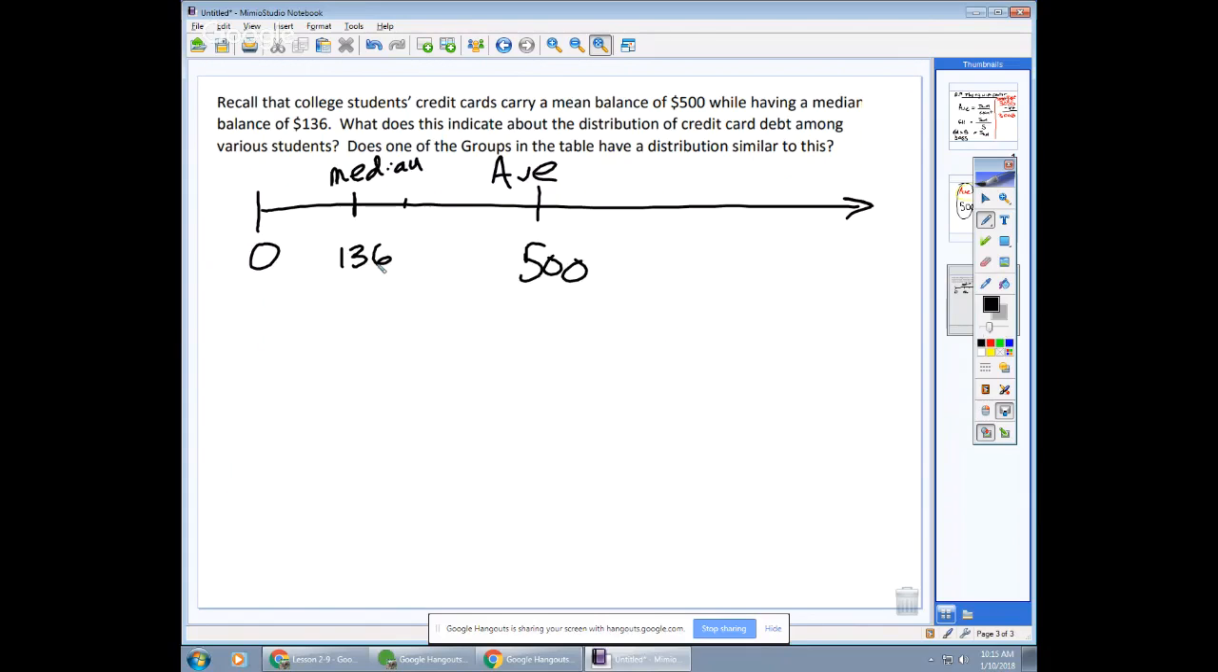It's the most common number. No, that would be the mode is most common. The median, you put them in order from smallest to largest, and you find the middle number.